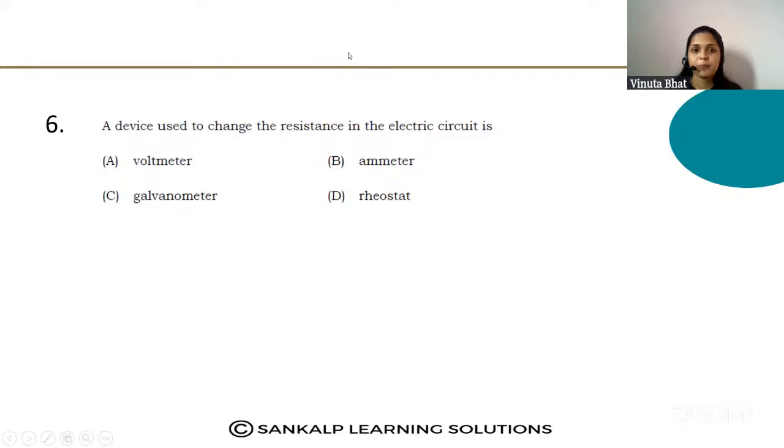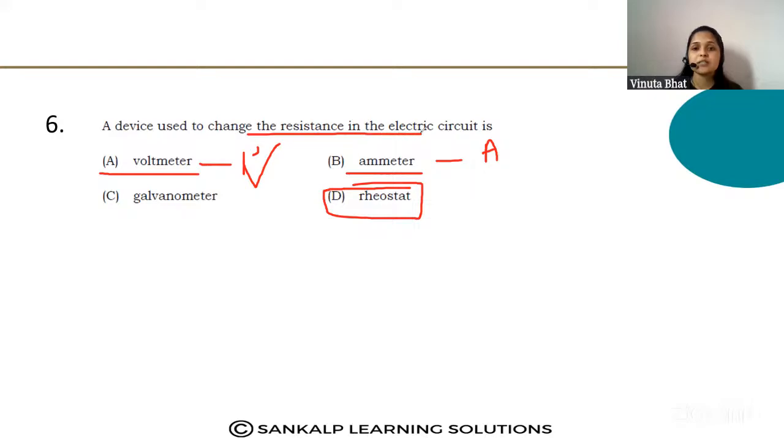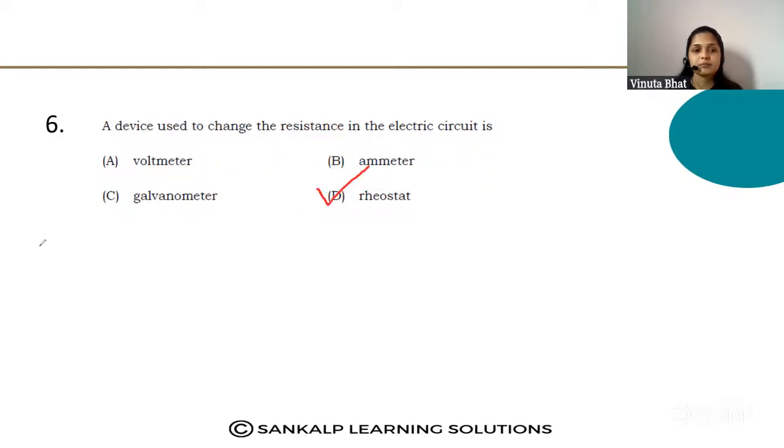Next question. The device used to change the resistance in an electric circuit is which device? Voltmeter measures the potential difference, ammeter is used to measure the rate of current, that is A and B, and rheostat is used to change the resistance in the electric circuit. So rheostat is the correct answer. Option D is the correct answer.